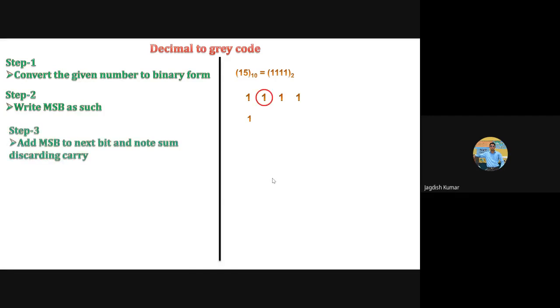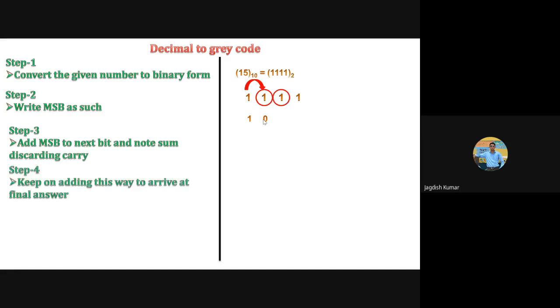Then what do you do next? You add the most significant bit to the next bit. So you take this bit, which is the most significant bit, and you add it to this number. And what is the sum? You write down that sum here and don't bother about the carry at all. So this will be a binary sum. Now you have to write down the binary sum. This will be 1 plus 1, which is going to be 1, 0, correct? So the next bit here is 0.